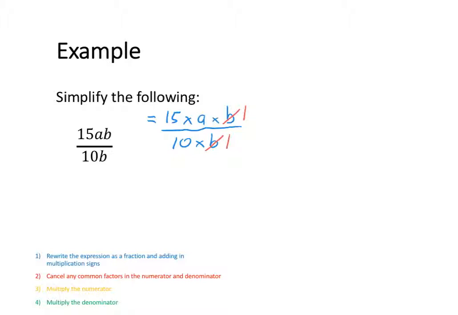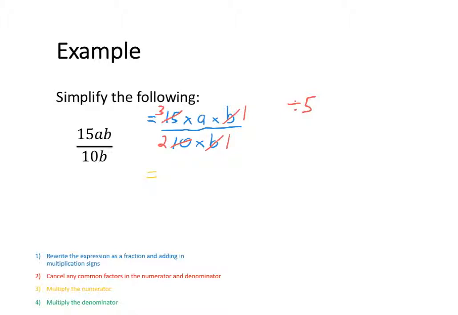And with my numbers 15 and 10, my highest common factor between those two numbers is 5. So I can divide both my numbers by 5. So 15 divided by 5 is equal to 3. 10 divided by 5 is equal to 2. So now that I've completed the second step and cancelled all the common factors in my numerator and denominator, I can go ahead and complete steps 3 and 4.